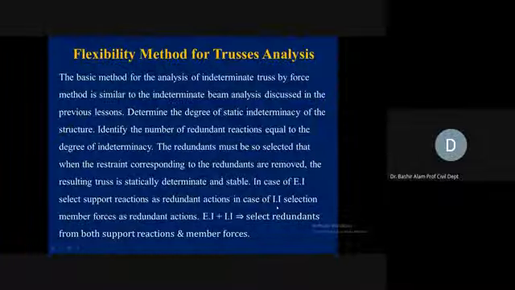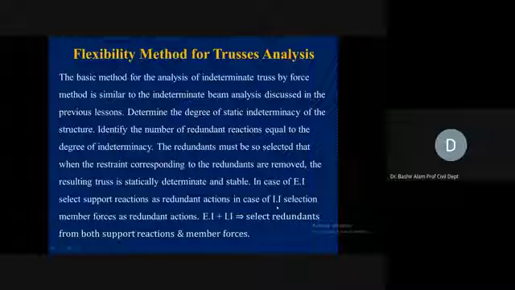Now we'll discuss this. And if a structure is externally as well as internally indeterminate, which we call total indeterminacy, then the redundant actions are taken as support reactions as well as the member forces. So external indeterminacy with the support reactions, internal indeterminacy with the member forces, and the total indeterminacy will be the summation of support reactions as well as the member forces.